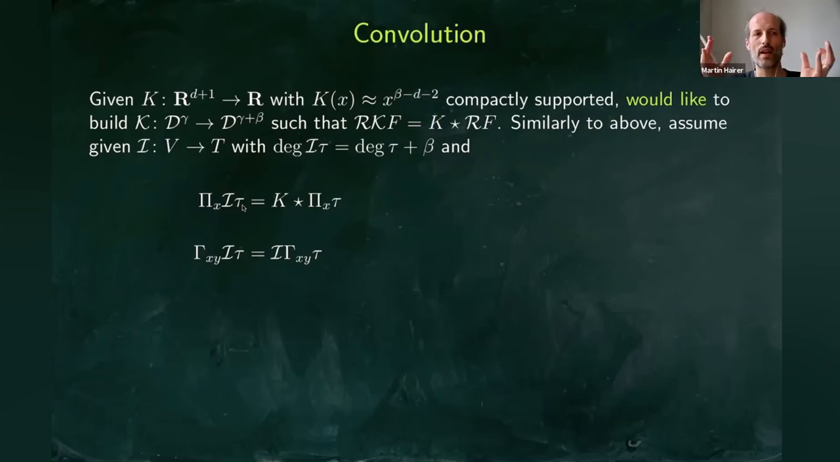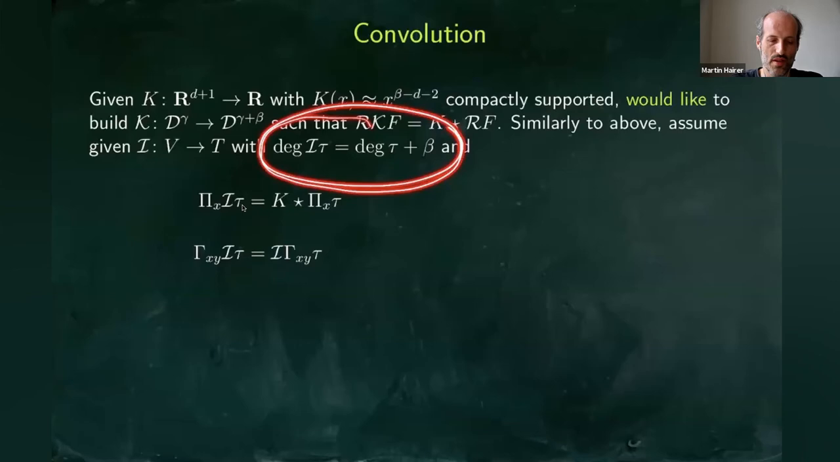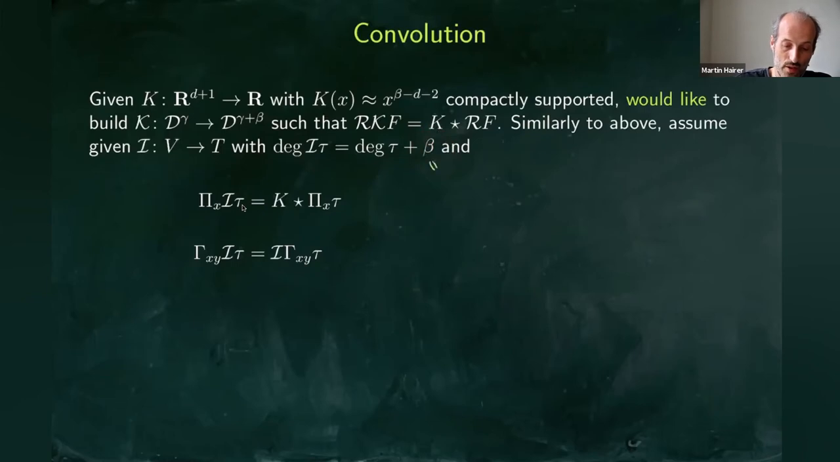Because it should reflect the fact that when we convolve any distribution with the heat kernel, the regularity of that distribution gets increased by two. Remember, that's the Schauder estimate we saw at the beginning of last lecture. A reflection of this is that we impose that the degree of I tau, for any homogeneous element tau, is the degree of tau plus beta, and beta in the case of the heat kernel would just be two. Here we look at space-time kernels that behave like x to the beta minus d minus two, and the heat kernel behaves like x to the minus d, so beta is equal to two. With the parabolic scaling, x to the minus d is t to the minus d over two, which is the decay of the heat kernel on the diagonal.